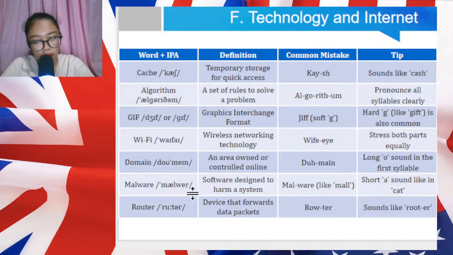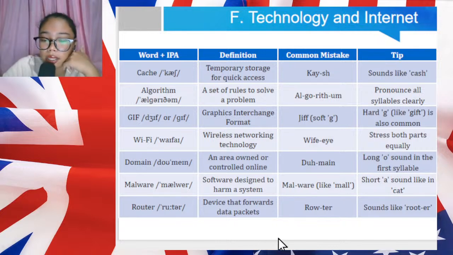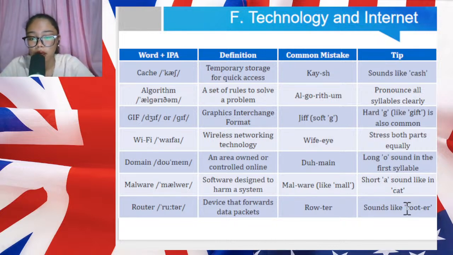It has a schwa sound very quickly. So it's very quick. So this word, it should be router. Again, router. It sounds like router, not router. This is a device that forwards data packets. All right. Those are the first set of words for technology and internet.